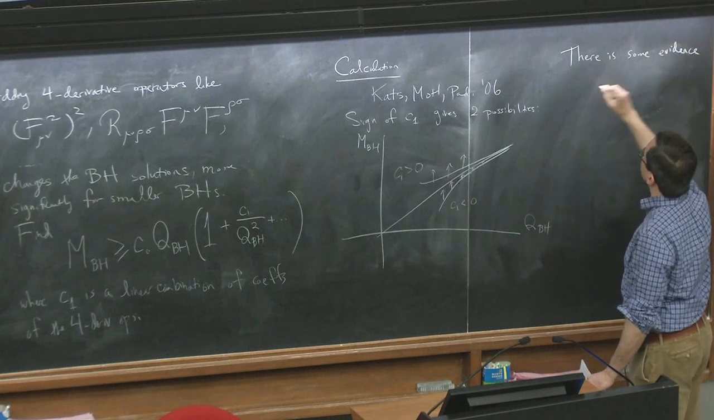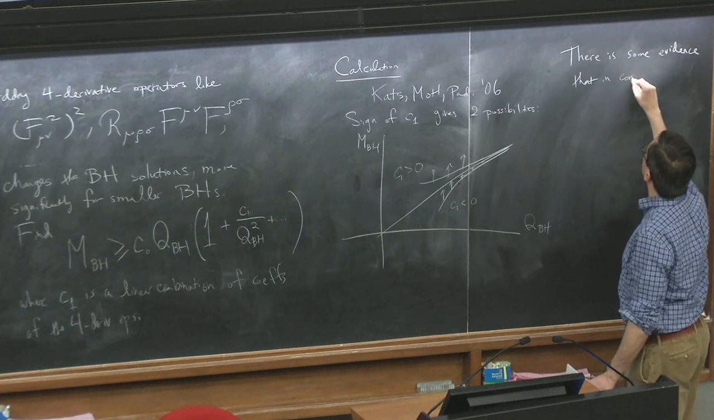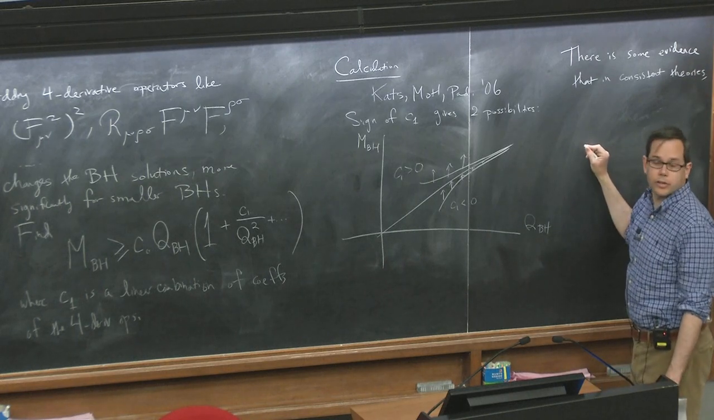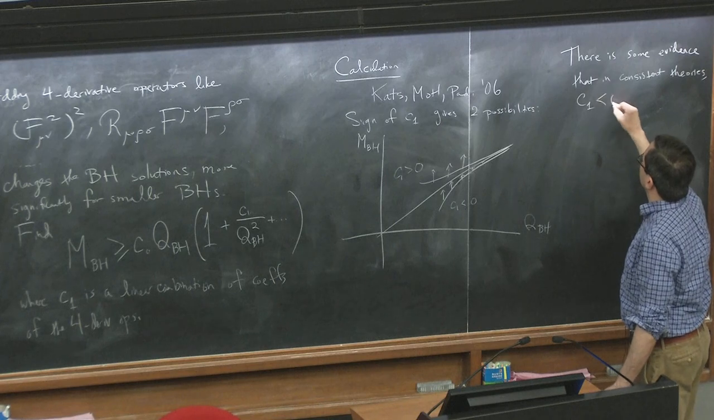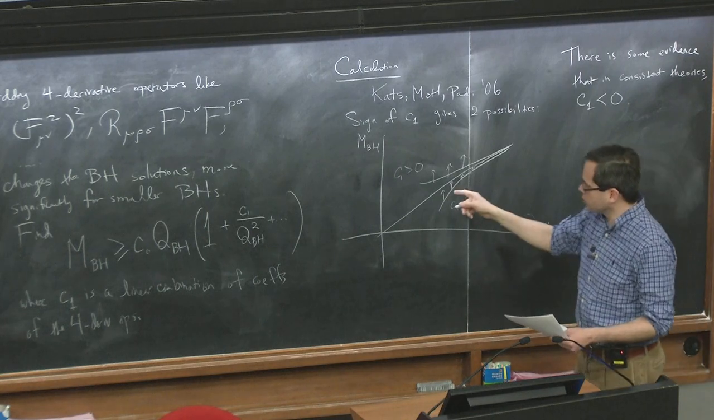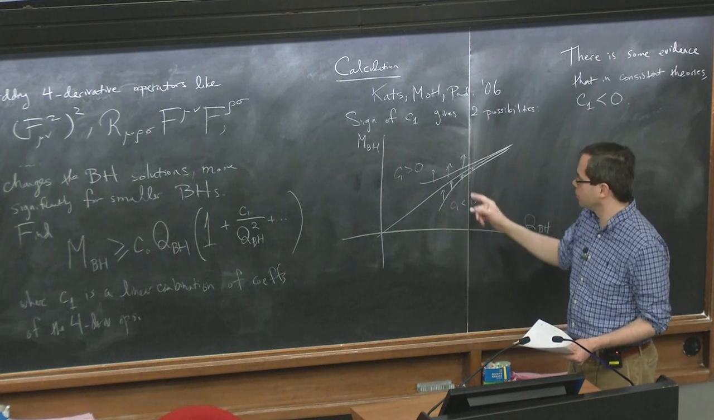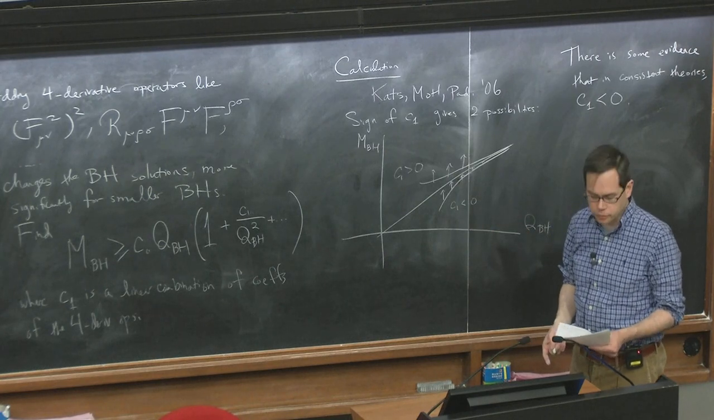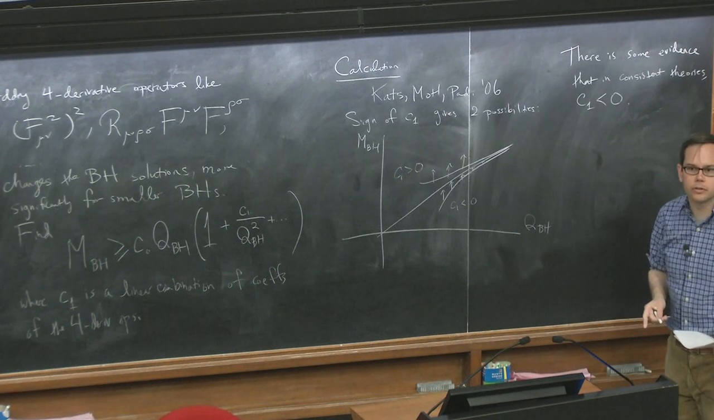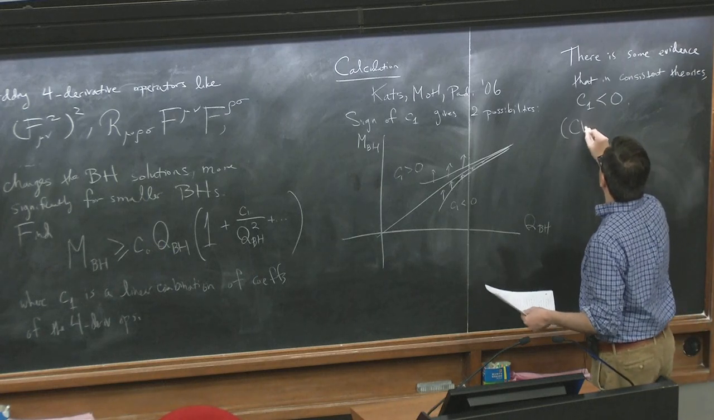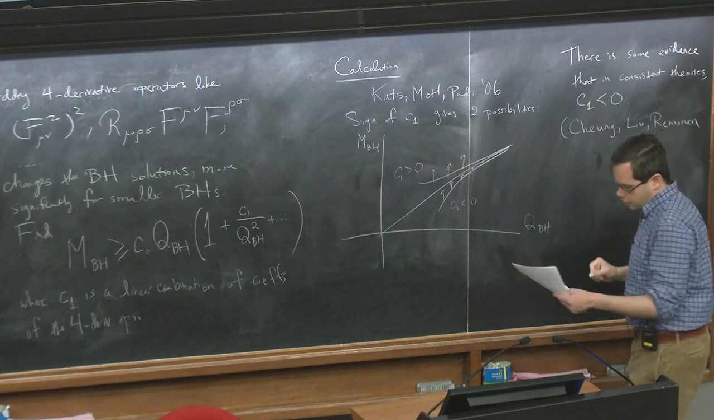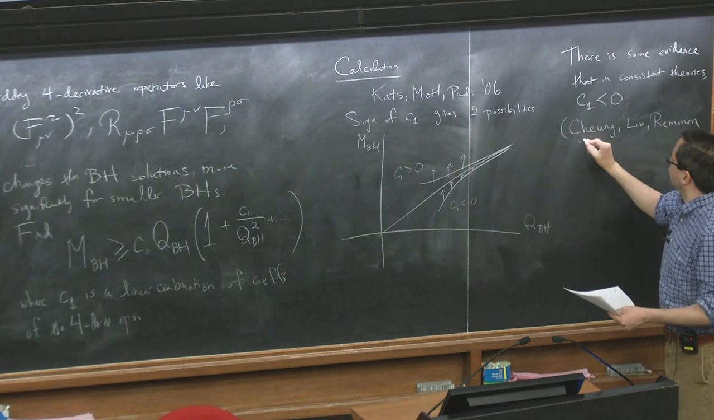And there's some evidence that in consistent theories, this linear combination is always negative. And so, in fact, black holes themselves can have masses a little bit below what the two derivative extremality bound would have allowed. I don't think this has been rigorously proven in general, but there's a suggestive argument in a paper by Chung, Liu, and Rimmen from last year.